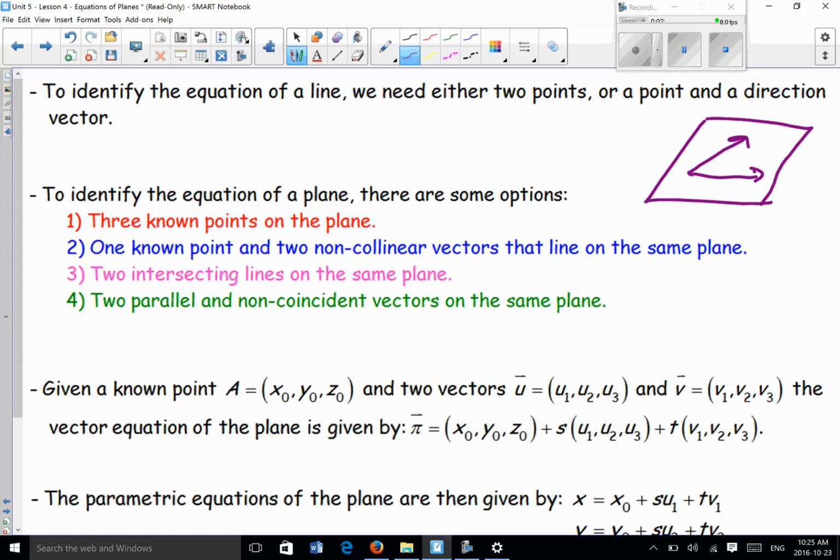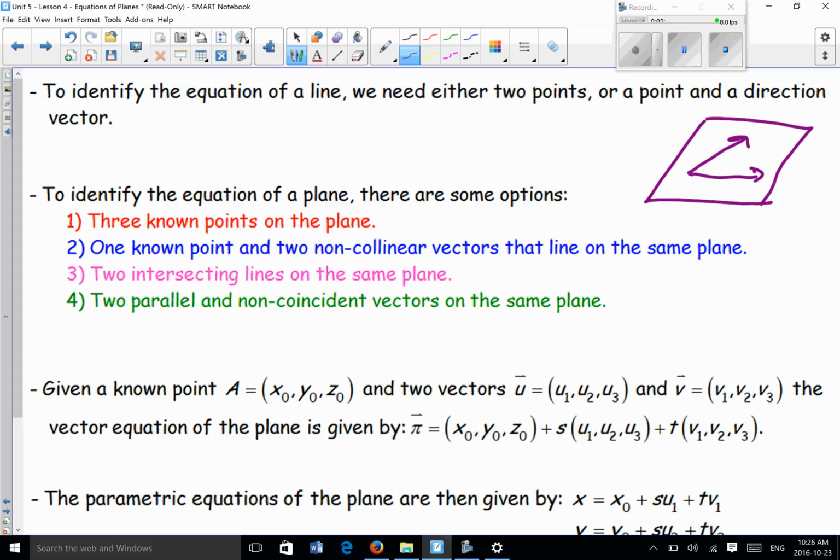We could have one known point and two non-collinear vectors. Basically what we just drew, right? 3 points makes one known point and two non-collinear vectors. We could have two intersecting lines. Well, again, that's what the picture looks like, right? Two intersecting lines. Okay, so the first three things are really combinations of each other.